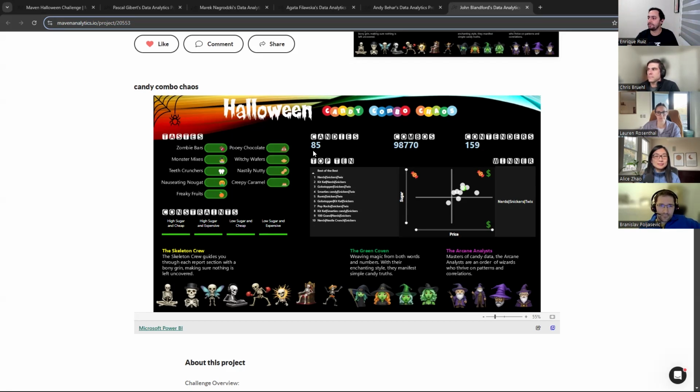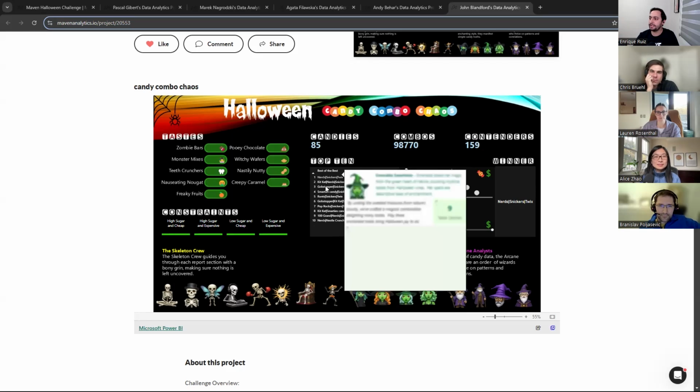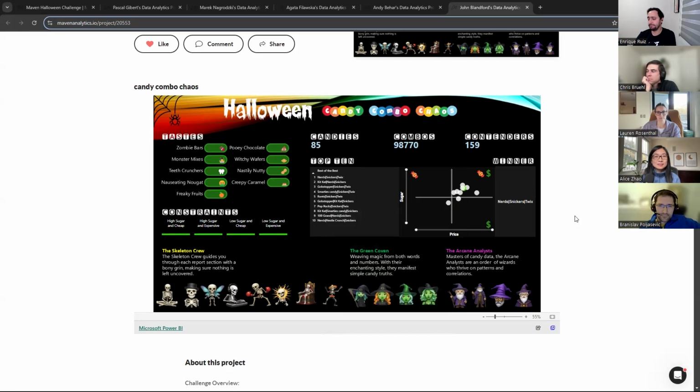So you can see here at the top, you've got 85 candies total. They make up a total of 98,770 combinations if you put them in groups of 3, but only 159 of those combinations actually satisfy all of those flavor profiles, which I thought was very interesting. You have the top 10 strictly by popularity here. Because it was a very similar approach to Agata, we have the same result at the end, right? Nerds, Snickers, and Twix. And you have the scatter plot here, which plots the combinations using price and sugar. It's plotting the top 10.